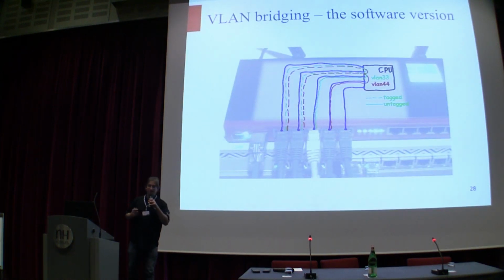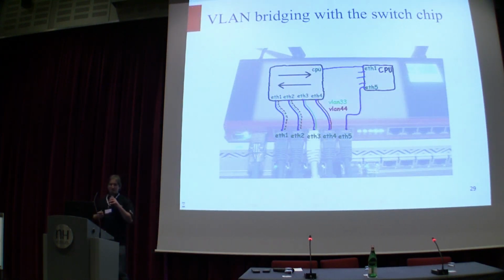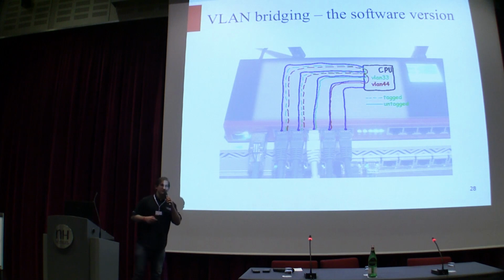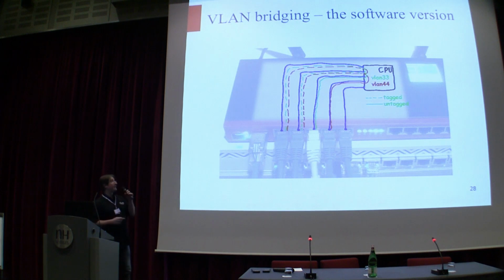But we can use our switch chips to trunk VLANs also. This is our last example, when we tried to do a VLAN bridge using the CPU. So we had two trunk ports, Ether1, Ether2, transferring the tagged VLANs, 33 and 44, and we had access ports 3 and 4. The Ether3 was an access port in VLAN 33, the Ether4 was an access port in VLAN 44.